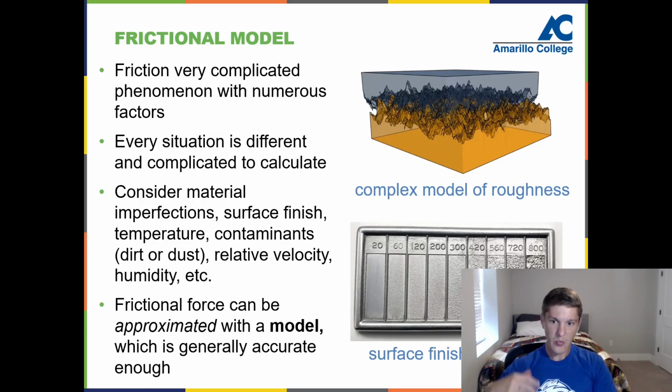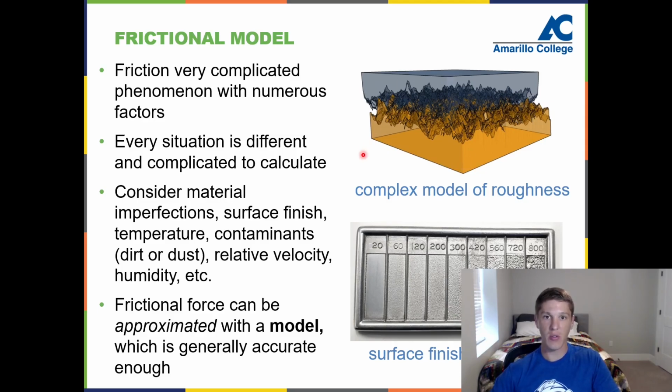So here I just want to make sure everyone understands, this is a much better picture of a 3D model of friction. If we look at something on a microscopic scale and we look at the interaction between two rough surfaces, we can see that the actual interaction is going to be very, very complex.